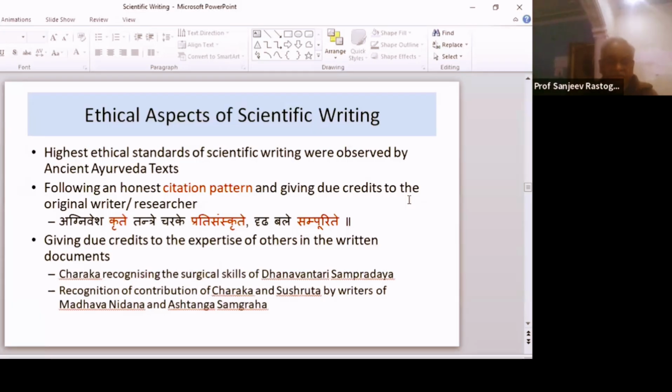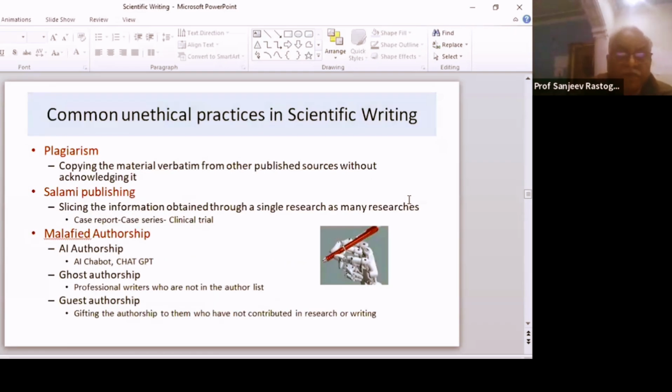This simply says that we need to give credit to the expertise of others in written documents, whosoever has done something in that particular area. So if somebody has done something earlier in the same area, in the form of references, in the form of citations, we need to give due credit to the work which was done by others in the written document. It is the ethical aspect of scientific writing.